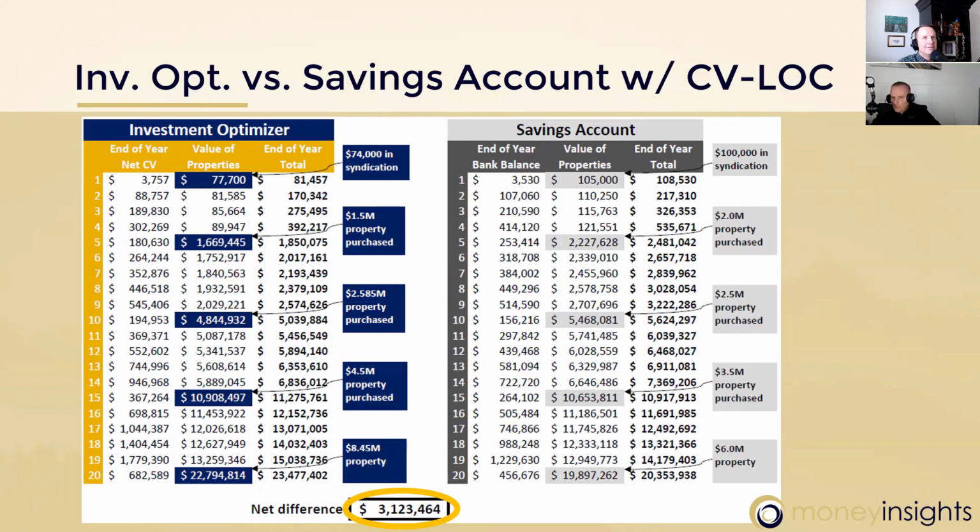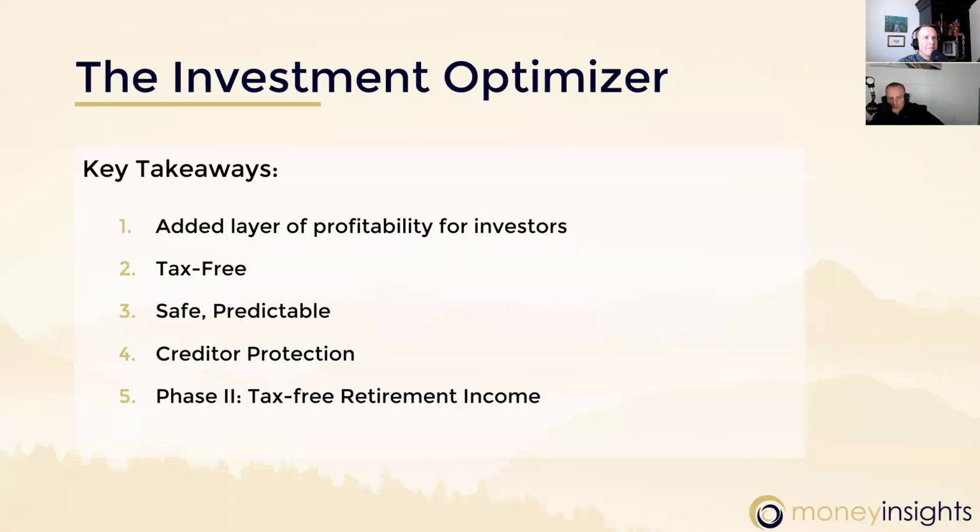Why don't we conclude by talking about the key takeaways? First and foremost, the focus is adding a layer of profitability for investors. And that's really the emphasis, that if you get nothing else out of the presentation, know that by utilizing the investment optimizer, despite all the other benefits that exist inside it, the key and most important one is that we literally add profitability, dollars and cents, to investing that we're already doing.